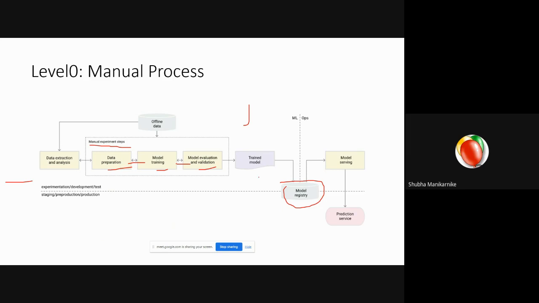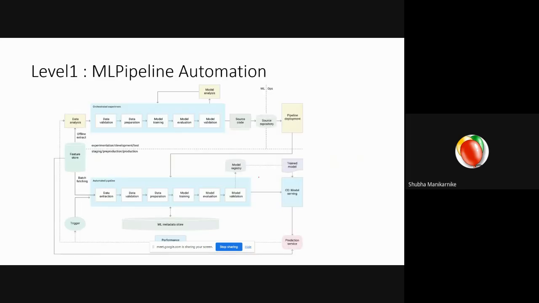Moving on to the next level, there is some kind of automation over here. As you can see, there is an orchestrated experiment. All of these things, this is in the test environment, and then that same thing gets moved to your production environment. All of these things are orchestrated. So it is kind of a pipeline. You just pass in your data to the first step, and then you get your output model at the last step.